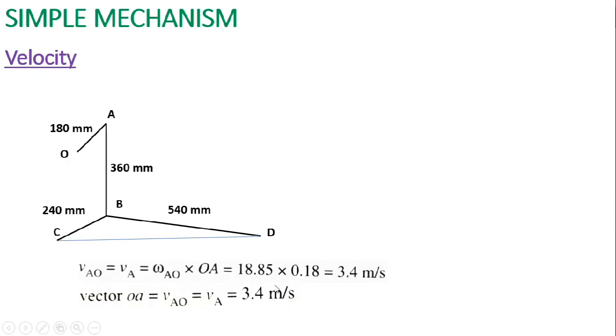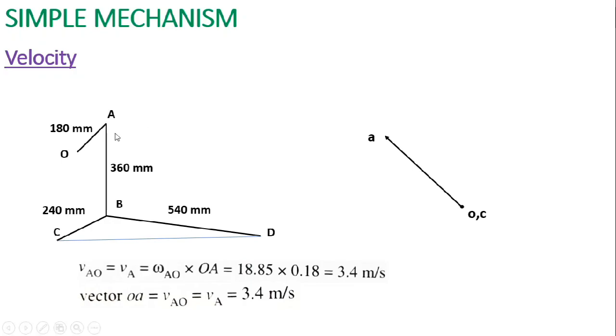So using a suitable scale, we need to draw the velocity vector. We know the velocity vector of any link will be perpendicular to that link. So we choose the fixed point O, C, the reason being that point O and point C are fixed. So from here we draw a vector OA which is perpendicular to link OA, which is 3.4 meters per second. So you can use any suitable scale and draw this vector.